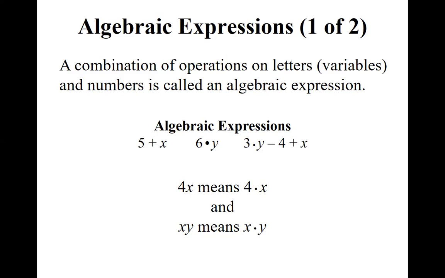We can take that one step further and get rid of the dot entirely. When we have a number and a letter mashed right up against each other, that means multiply. So 4x means 4 times x. And when we have two letters mashed right up against each other, that means multiply. xy means x times y. So we could rewrite those algebraic expressions, 6 times y as 6y, and 3 times y minus 4 plus x as 3y minus 4 plus x. They would mean the same thing.